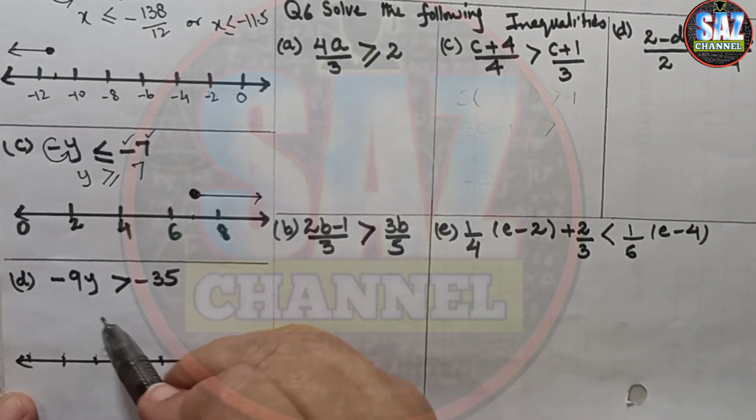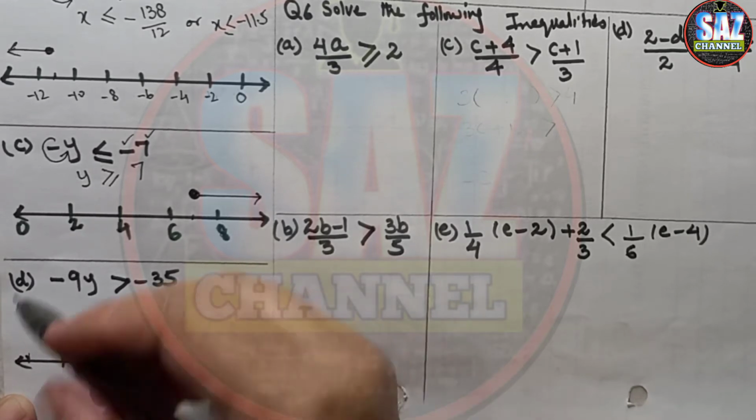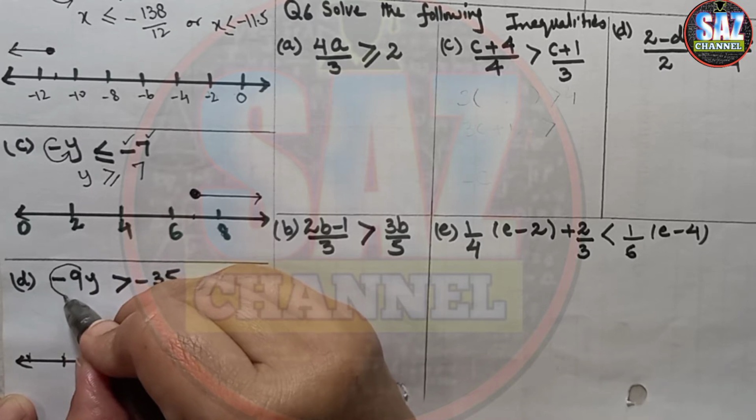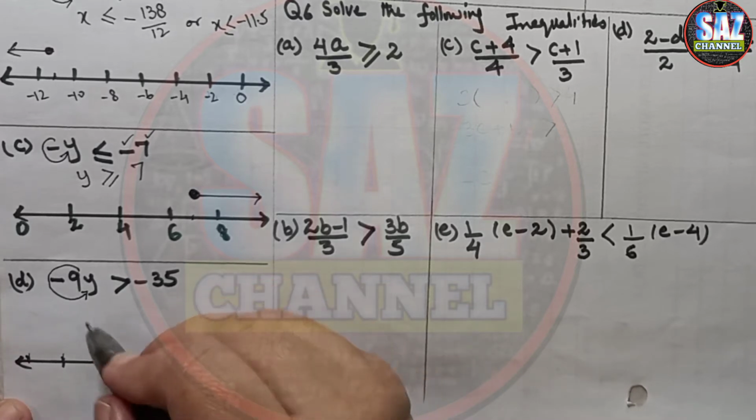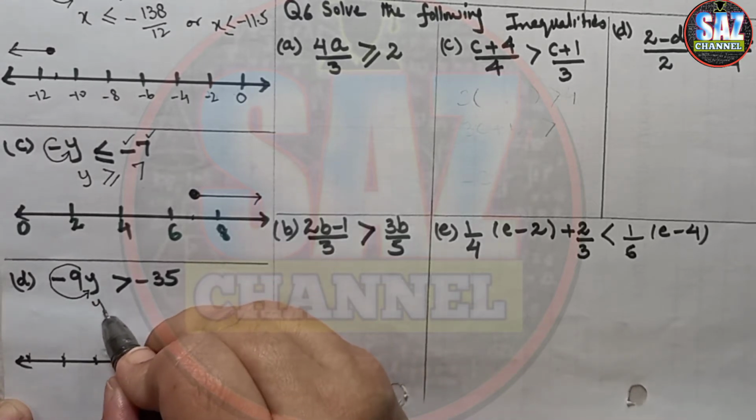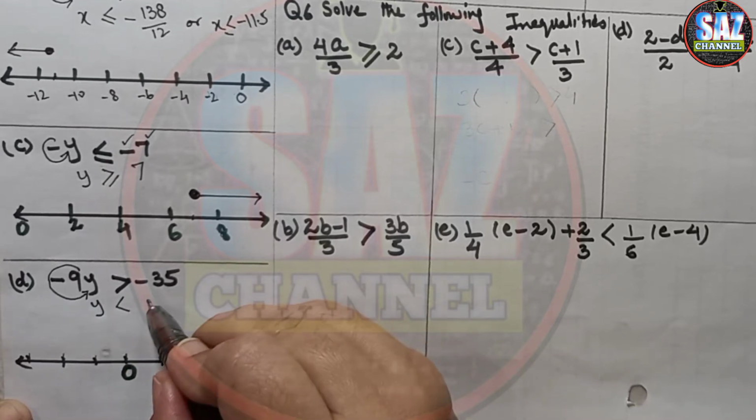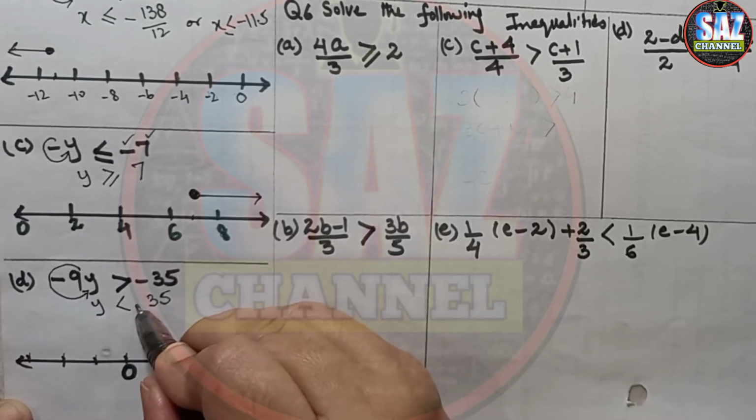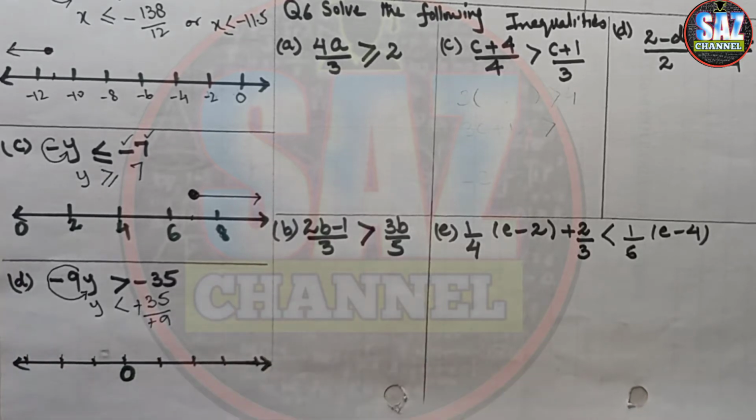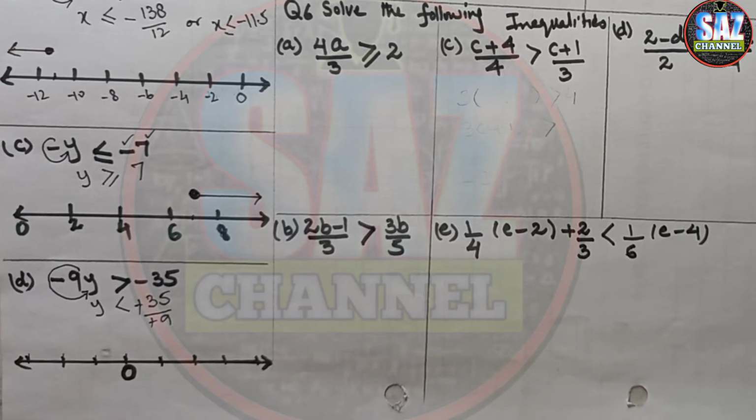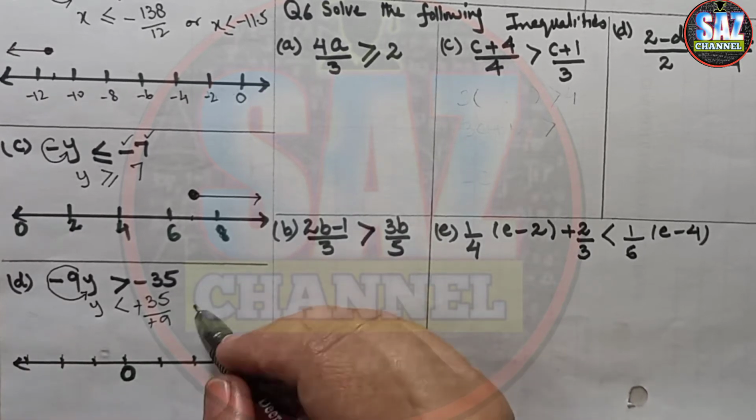Then the next is minus 9y is greater than minus 35. Again, I have to shift this minus 9 to other side. And do not forget the rule that whenever we are multiplying any inequality by minus sign, we have to reverse the direction of inequality. So the inequality will take the form y less than 35 by minus 9. Minus sign will be going, and when I'm dividing 35 by 9, it will give me 3.8. Y less than 3.8.